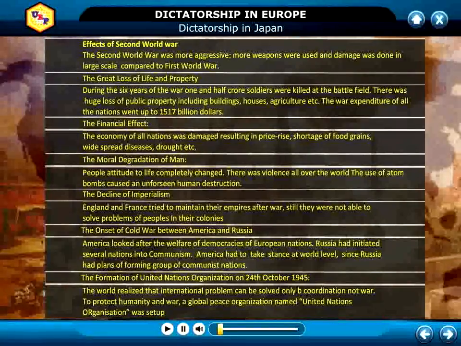The onset of Cold War between America and Russia. America looked after the welfare of democracies of European nations. Russia had initiated several nations into communism. America had to take a stance at world level, since Russia had plans of forming a group of communist nations. The formation of the United Nations Organization on 24th October 1945: the world realized that international problems can be solved only by coordination, not war. To protect humanity in war, a global peace organization named the United Nations Organization was formed.